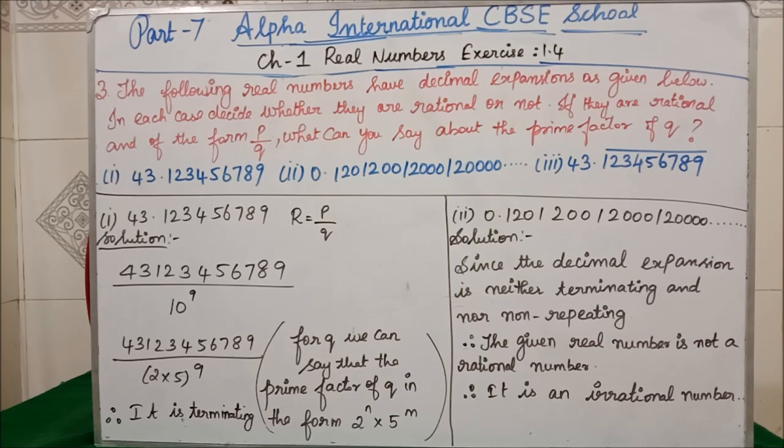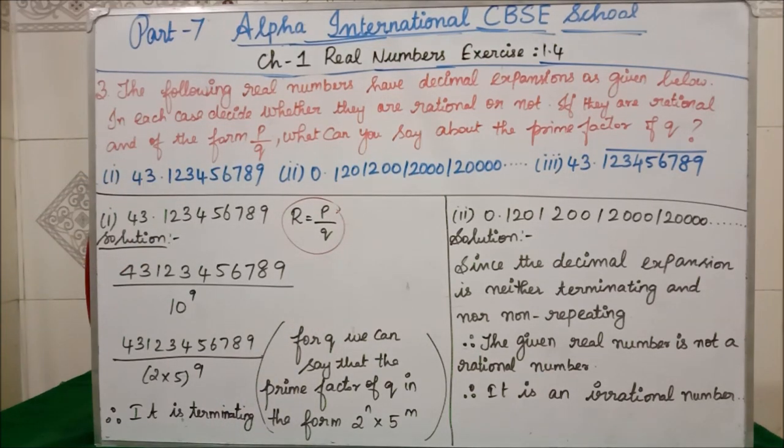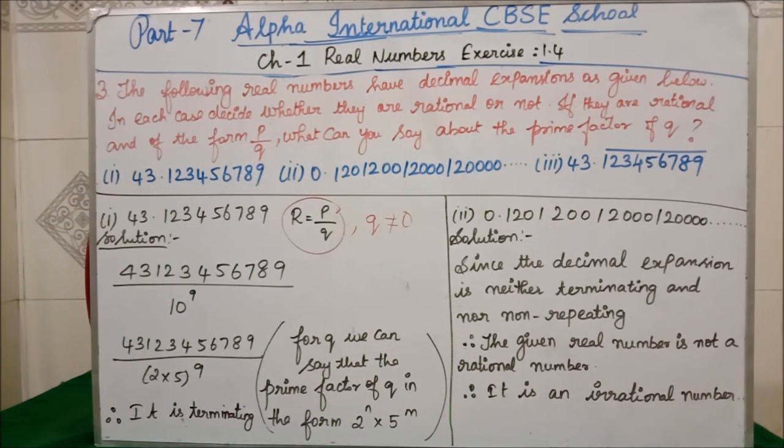In this third question, we have 3 subdivisions: the first, second and third. In the first subdivision we will see 43.123456789. Okay, students, rational number, from what we learned first, means it should be in the form of P by Q, where Q should not be equal to 0. This R denotes rational number, I have written it for your understanding. We have to bring it in the form of P by Q.